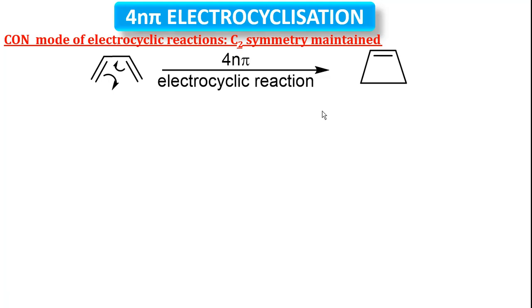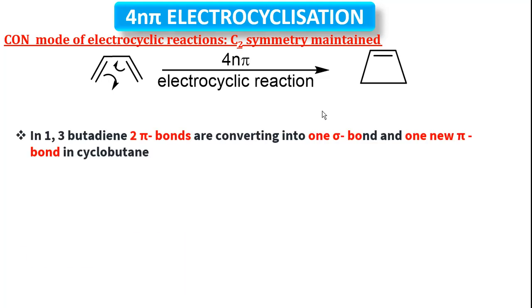Before that, two conditions are there: thermal condition and photochemical condition. Now we have to verify whether con rotation is allowed thermally or forbidden. That thing we have to find. First, you know that 1,3-butadiene has 2 pi bonds. These 2 pi bonds are converting into one sigma bond and one new pi bond.